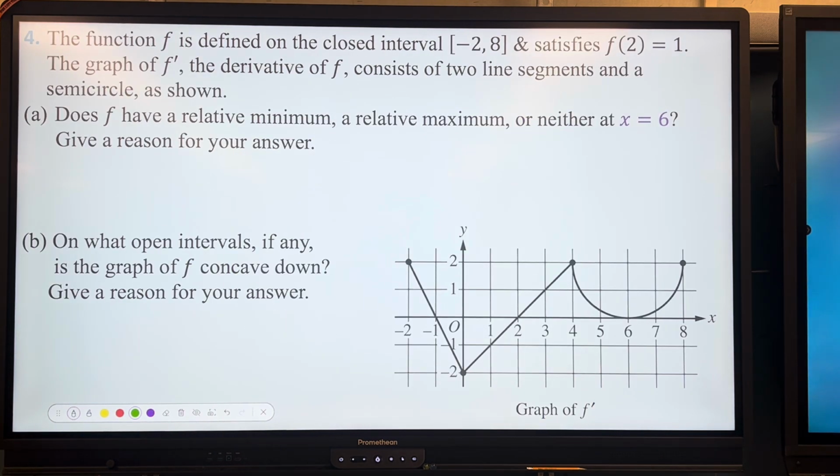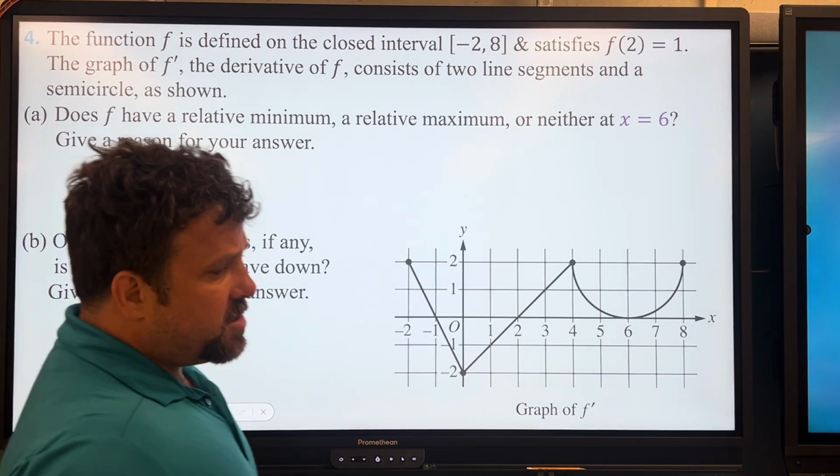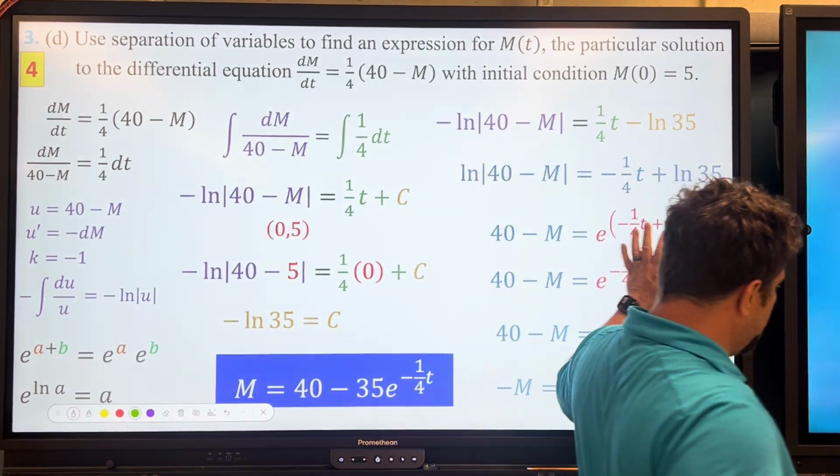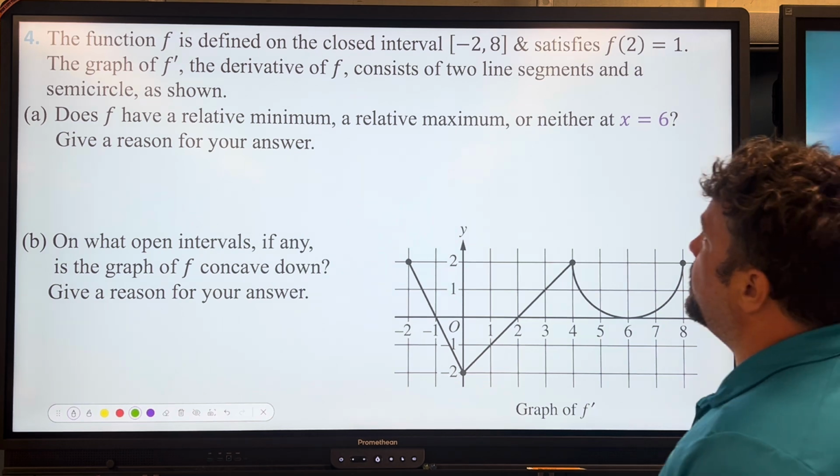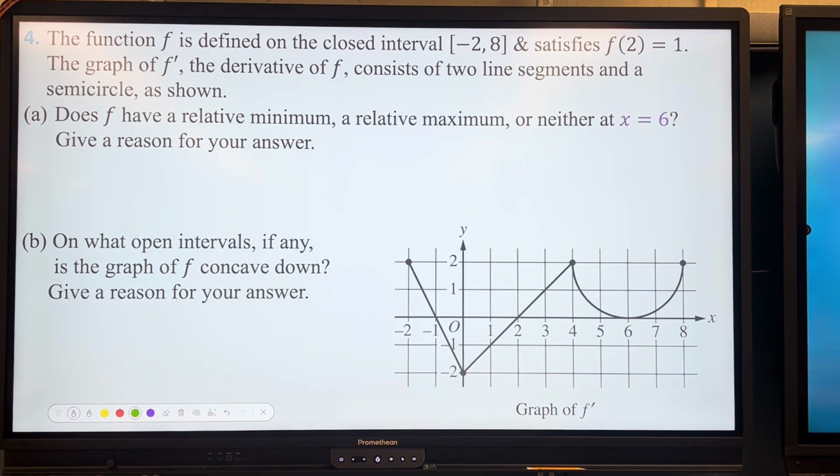Awesome. Number 4. So that was number 3. Number 3 is done. We're all good. We're up to problem number 4. The function f is defined on the closed interval of negative 2 to 8 and satisfies f of 2 equals 1. The graph of f prime, the derivative of f, consists of 2 line segments and a semicircle as shown. Does f have a relative minimum, relative maximum, or neither at x equals 6?